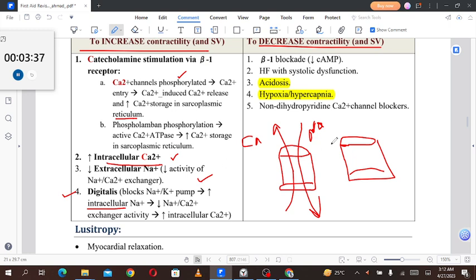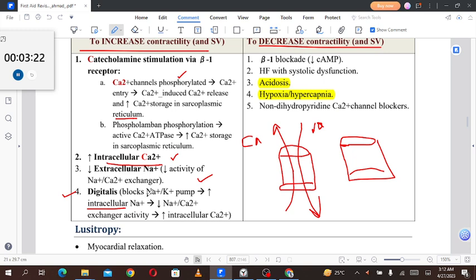If the extracellular sodium is decreased, the calcium will not be able to leave the cell, because sodium cannot be brought inside since the extracellular sodium level is low. So this will cause an increase in the stroke volume. Secondly, what is the function of digitalis?